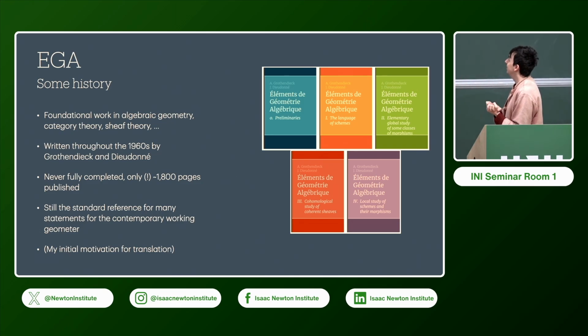They never finished it. The table of contents on Wikipedia is great to read. If you read the table of contents on Wikipedia of the planned thing, they published very little of what they set out to publish. In reality, they published nearly 2,000 pages, so it really shows you the scope of what they imagined. It's still the standard reference for many statements for the contemporary work in geometry.